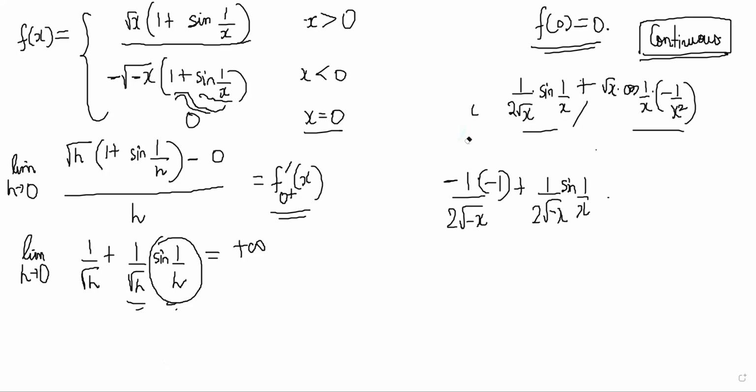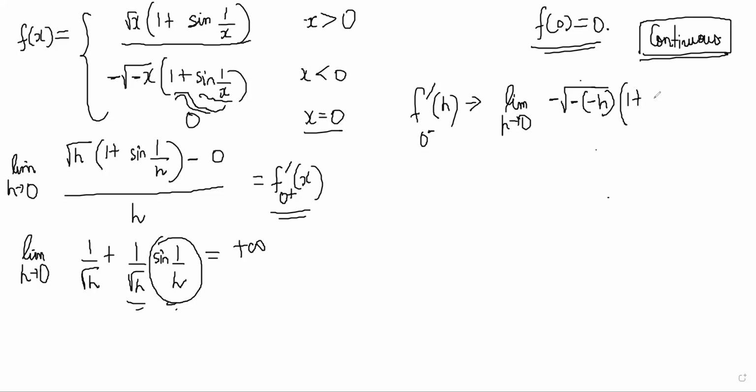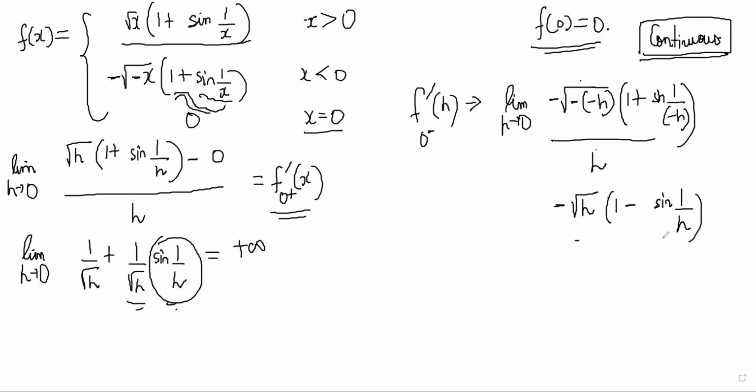Now I'll do the other side limit, the left hand limit, where I have to do f of 0 minus h. The left hand derivative, f dash of 0 minus, will be equal to the limit as h tends to 0 of f of 0 minus h, so minus root of minus of minus h, 1 plus sine 1 by minus h, minus f of 0, which is 0, by h. So this becomes minus root h, 1 minus sine 1 by h, by h.